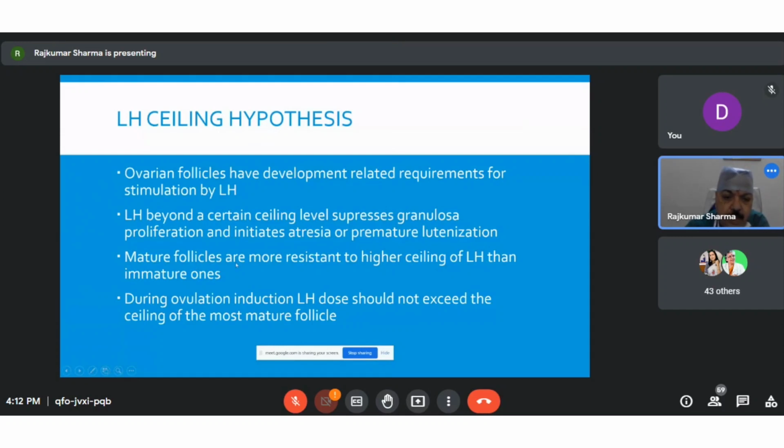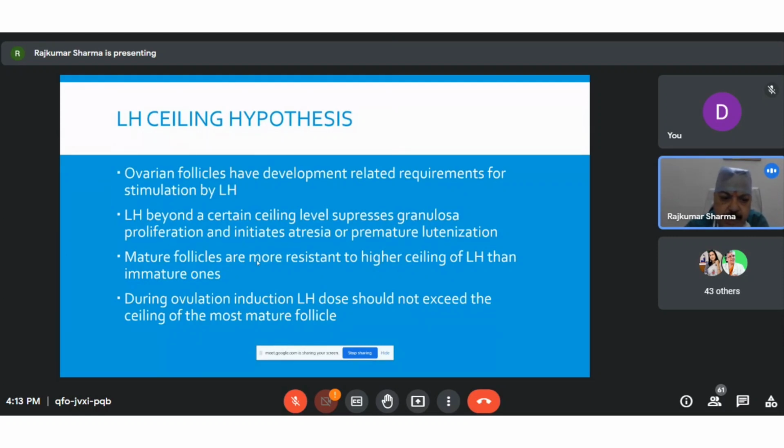However, the mature follicles are resistant to this higher ceiling of LH, rather than the immature ones. So this helps in getting a dominant follicle in a natural cycle. And you can use this same theory when you have a PCO patient having an irregular crop. There are bigger follicles and there are smaller follicles. Now, if you keep on stimulating this patient with FSH only, even the smaller follicles will grow, and the number of follicles which you will be puncturing will be very high, causing the chances of OHSS.